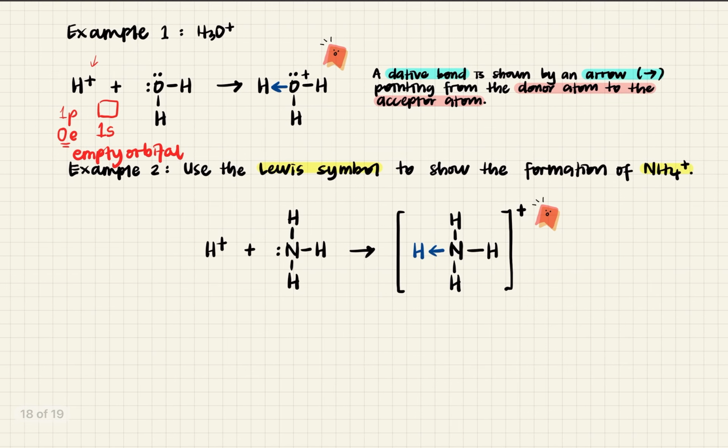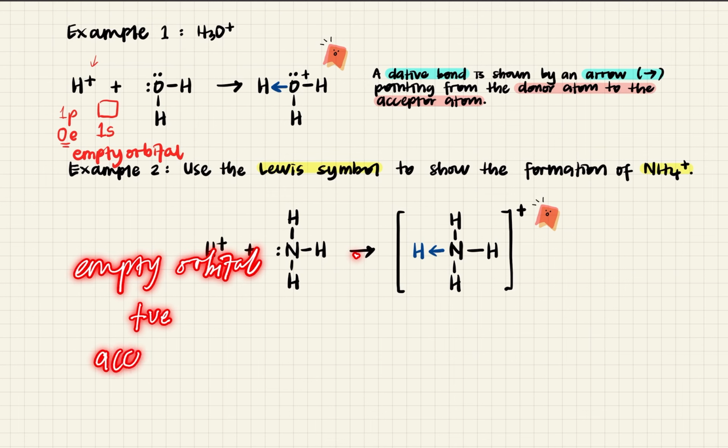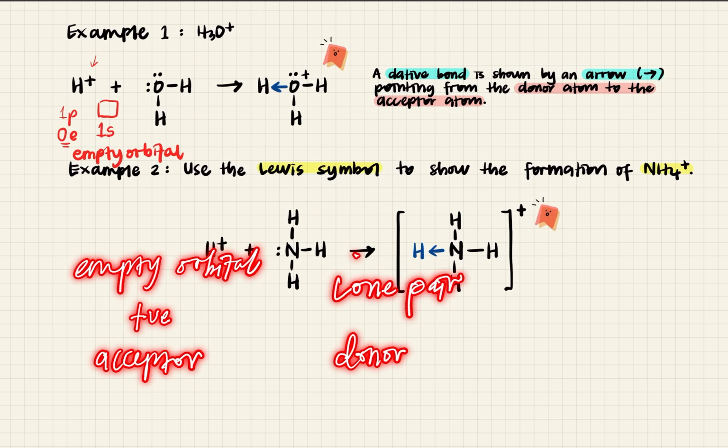Alright, you must remember, something with an empty orbital, usually whoever has a plus charge, this will be your acceptor. Okay, your donor will be anyone with a lone pair. Okay, whoever has a lone pair will be the donor. Alright, then you will have an arrow to show the dative bond. Okay, the electrons were supplied by who?